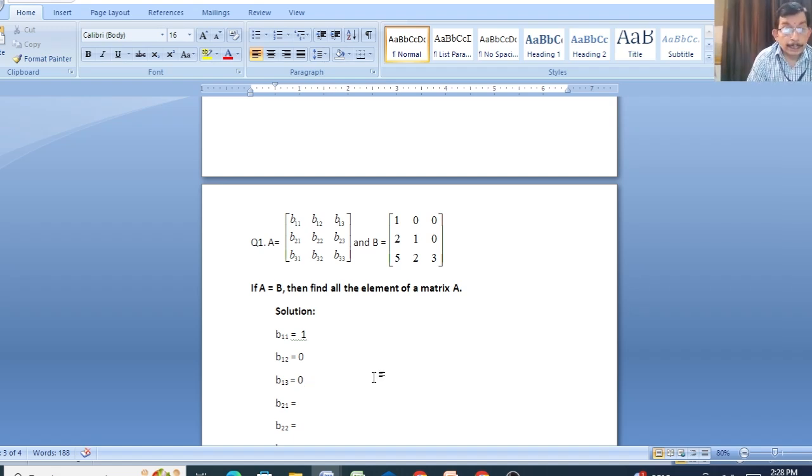Now we come to the second row in matrix A, B21, the second row, first column element. In matrix B, the second row, first column element is 2, so B21 equals 2. Now B22 means the second row, second column element. In matrix B, the second row, second column element is 1, so B22 is 1.